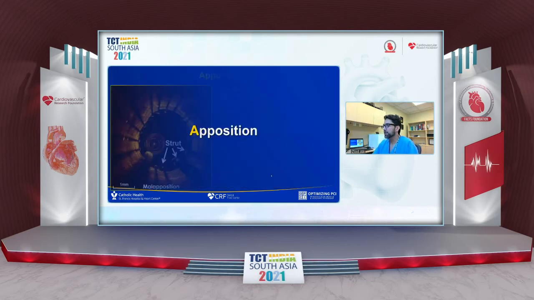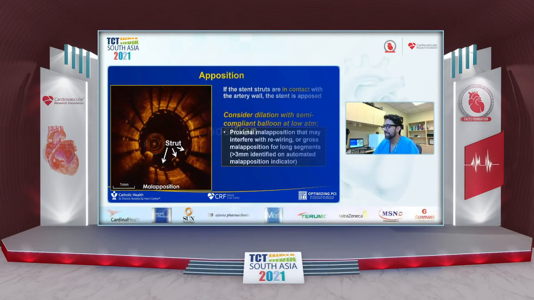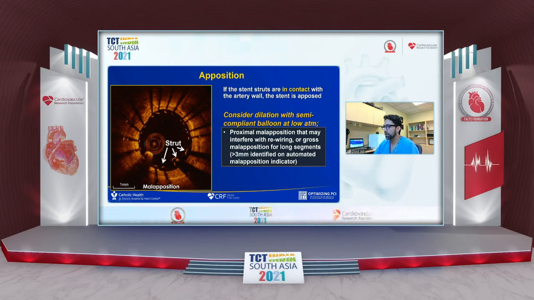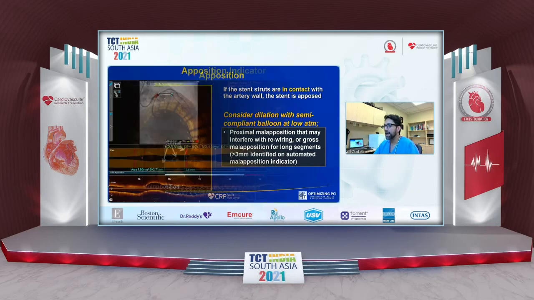Apposition, of course, is important to understand, as is the difference between the definition of apposition and expansion. Apposition is simply whether the stent is touching the wall. If the stent is touching the wall, it's apposed. If it's not, it's malapposed. In general, treating malapposition treats the physician more than the patient. We should be considering treatment of proximal malapposition that may interfere with rewiring, or gross malapposition for long stents, i.e. a floating stent. Malapposition is identified automatically by the OCT.